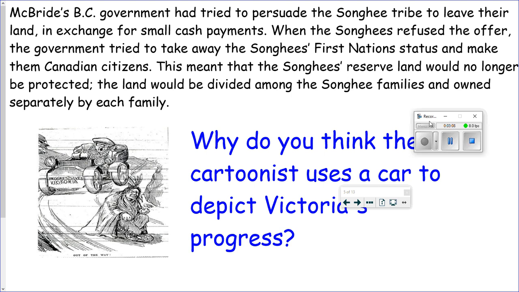And I'll just direct your attention to this cartoon on the left. Why do you think the cartoonist uses a car to depict the city of Victoria's progress? Again, put the video on pause so you can take a closer look at this picture. Write down your response to this question in blue, and then we'll continue. And moving forward.